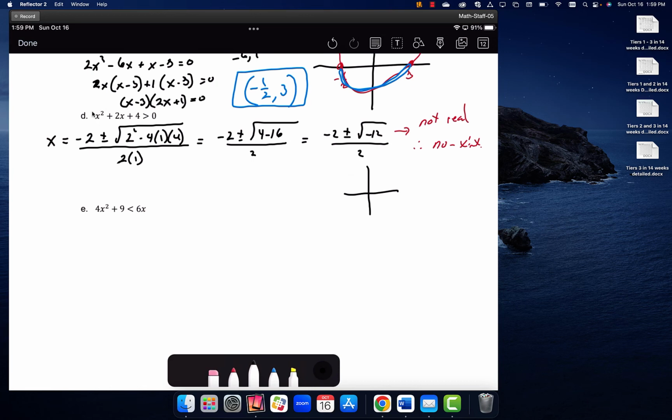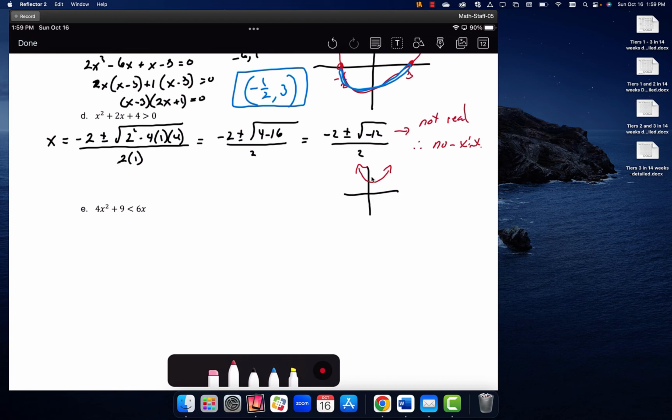Again, ask yourself, does it open up or down? In this case, a is 1, so we know it opens up. That means it has to be entirely above the x-axis. We don't know exactly where. It doesn't matter. That's okay. We just know that there are no x-intercepts, so it's either got to be all above or all below. In this case, it's always above the x-axis because a is 1. It opens up. So now we have to answer the question.